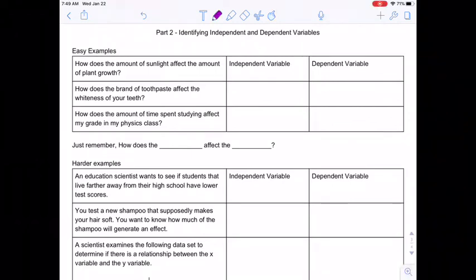Part 2, identifying independent and dependent variables. I want you guys to be able to look at a scientific question and go, that's the independent variable and that's the dependent variable. So let's look at some examples.